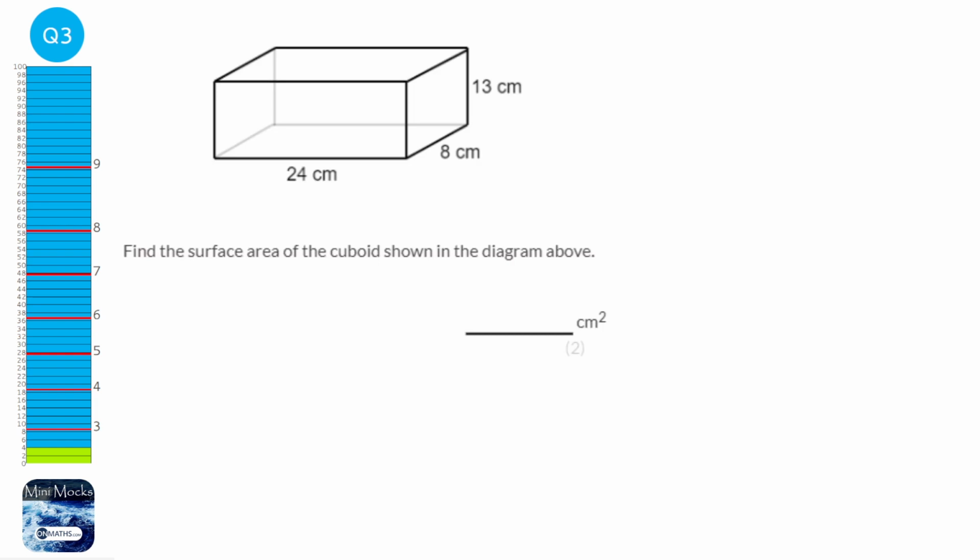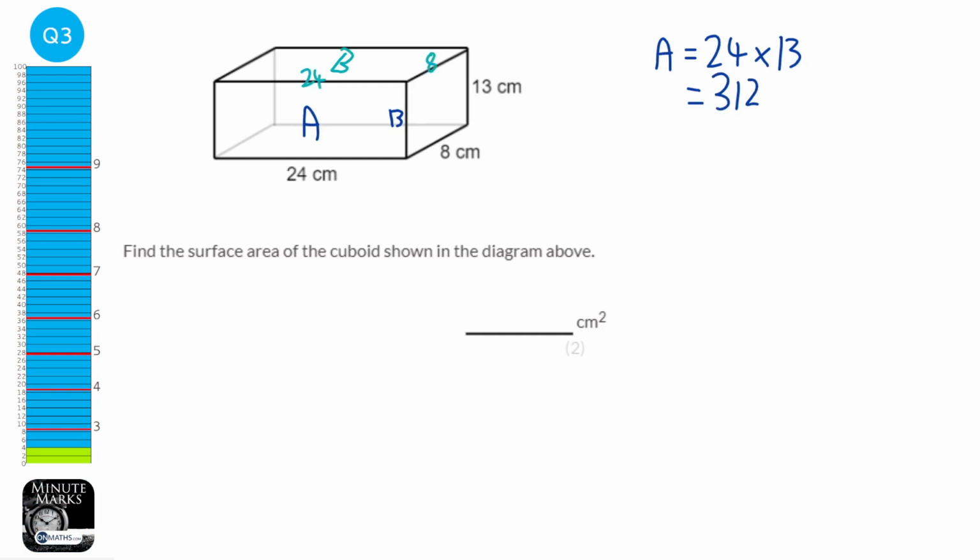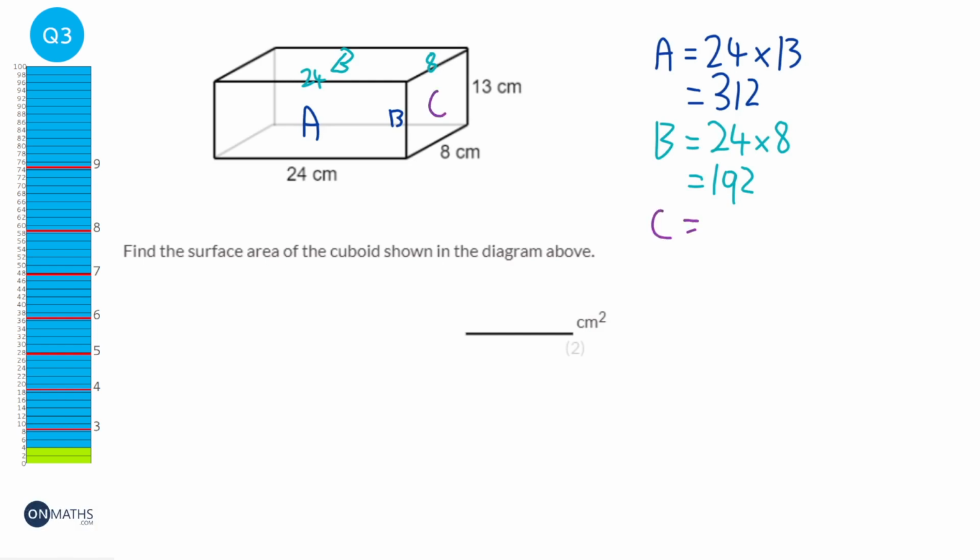To find the surface area of the cuboid, I'm just going to label the faces and do them individually. So we've got A, which is 24 by 13, so we're going to do 24 times 13, which is 312. Next we're going to do B, which is this one at the top, and it's 24 across and 8 is the length. So 24 times 8, which is 192. And finally C on this side here, which is going to be 13 times 8, which is 104.